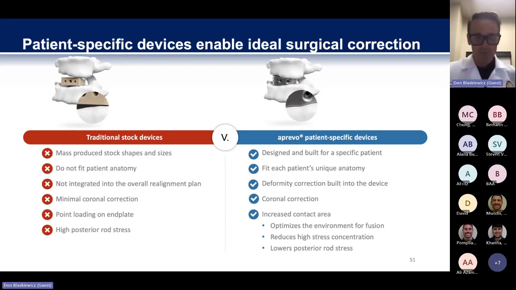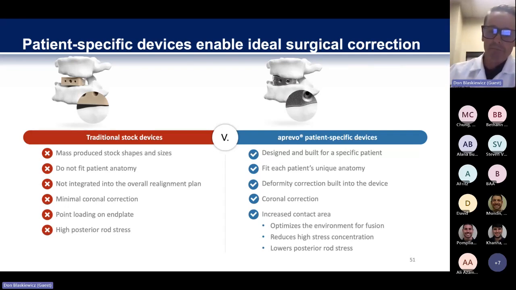There's a big difference between the stock implants that we typically use and patient-specific. The stock devices are mass-produced with scripted shapes and sizes. They don't necessarily fit patient anatomy. They're not integrated into the overall realignment plan. There's minimal coronal correction. There's point loading on the end plates and high posterior rod stress.